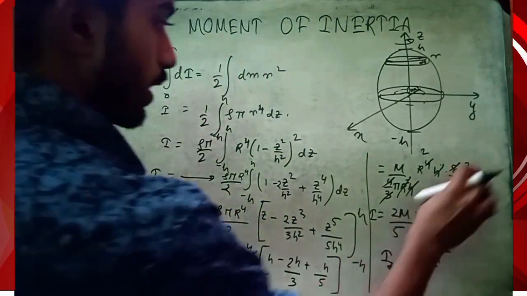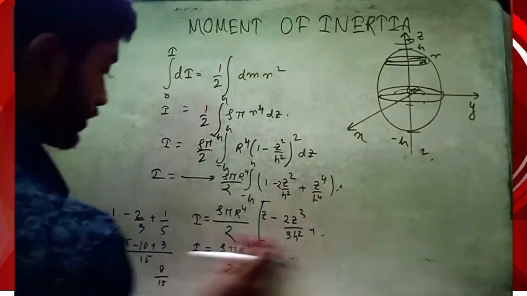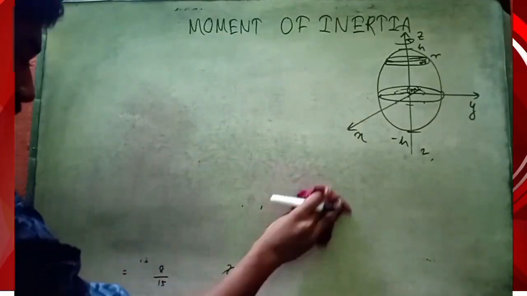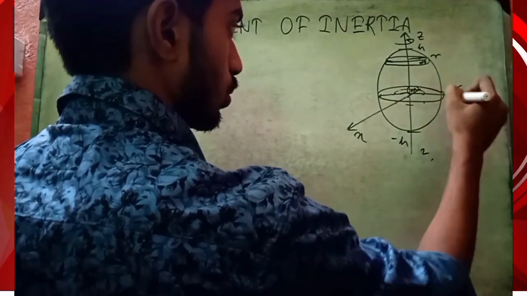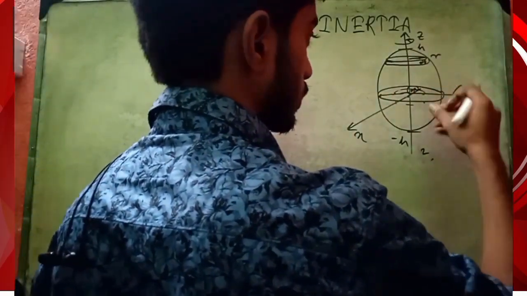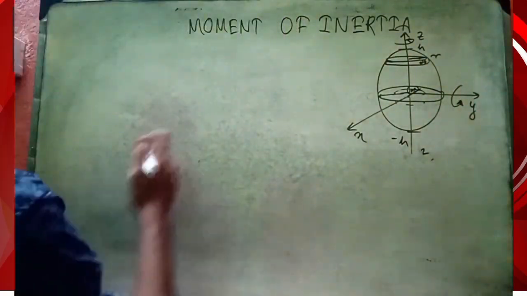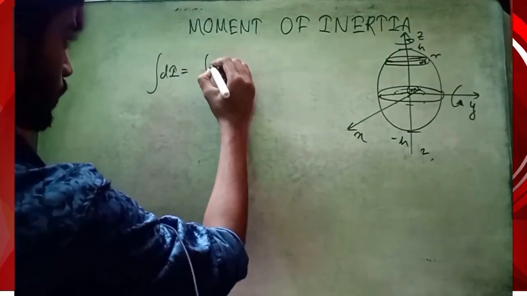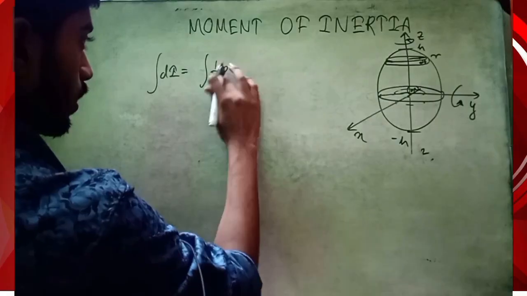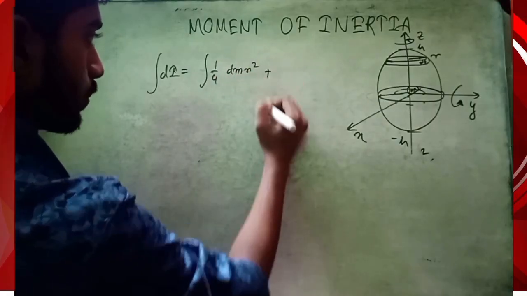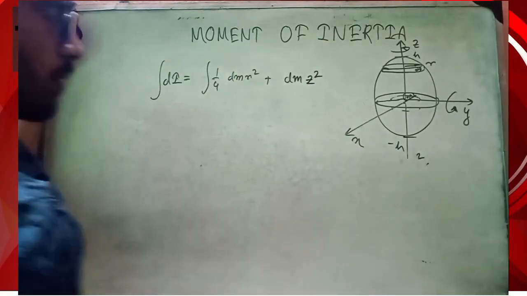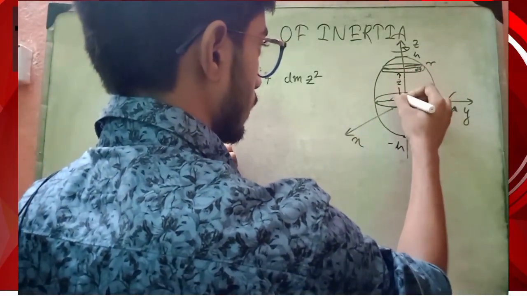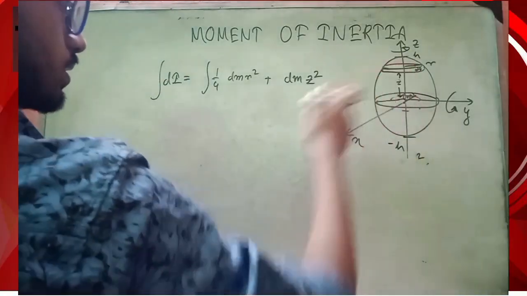Okay, now I am calculating the moment of inertia of this ellipsoid of revolution along the y component, when the ellipsoid is rotating along this. So what is the value of dI? The value of dI is the integration of 1 by 4 dm r square plus dm z square. The diagram is the same, and we assume a small element at the distance of z.